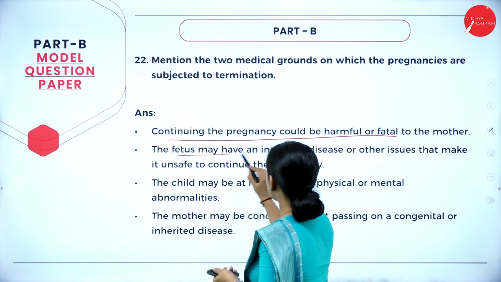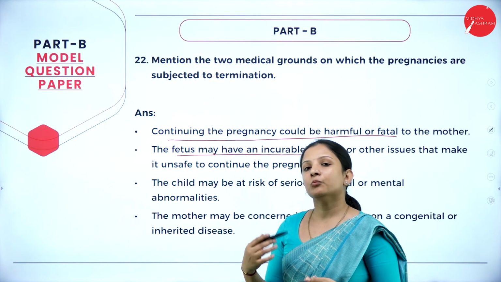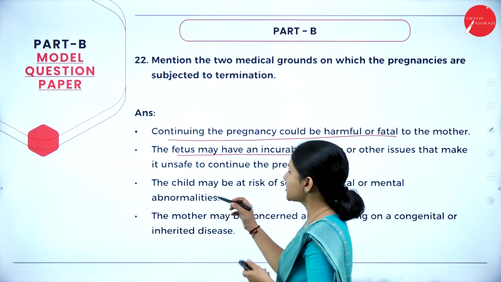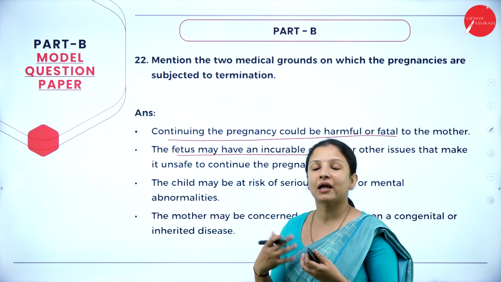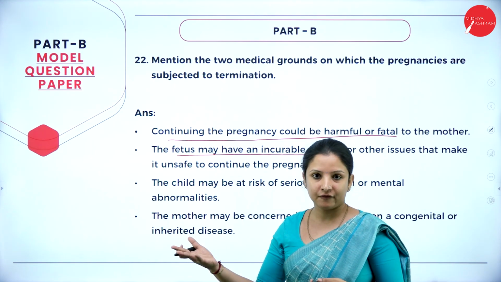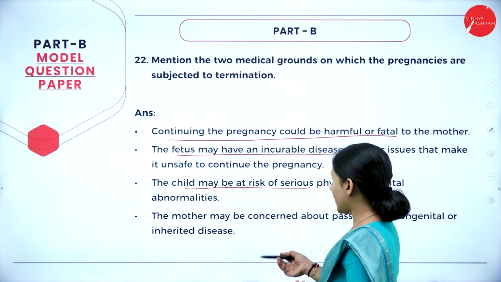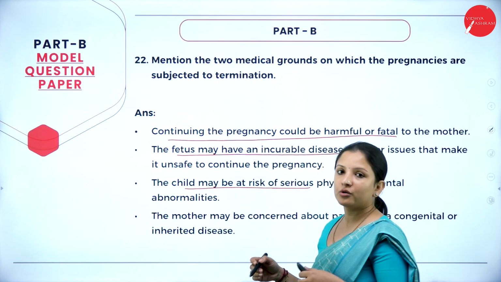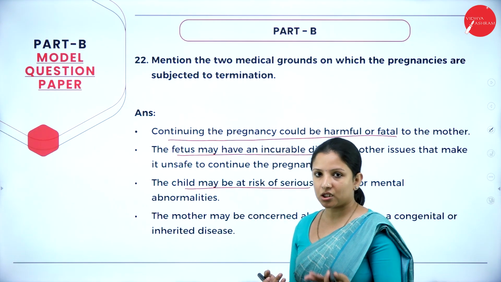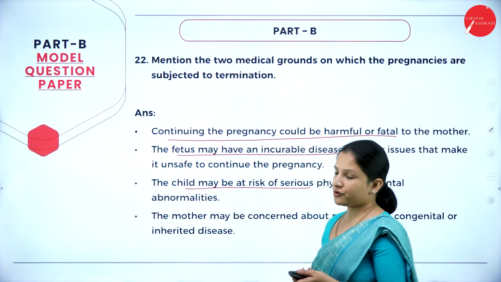Or if the fetus has any incurable disease or genetic disorder, then with the will of the parents, the pregnancy can be terminated. Or if the child may be at risk of higher abnormalities, which may make it difficult to lead a better life later on, then it can be aborted. And another is that the mother may be concerned about passing an inherited disease to the child. That is the advice for medical termination of pregnancy. So these are the 4 points that you need to write.